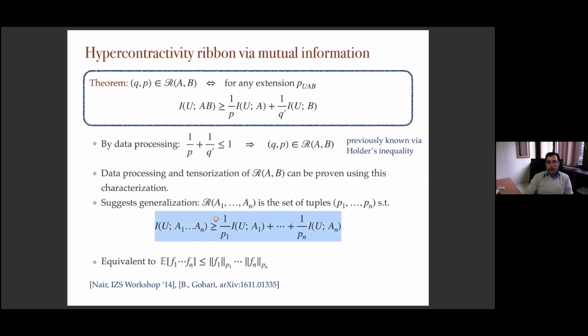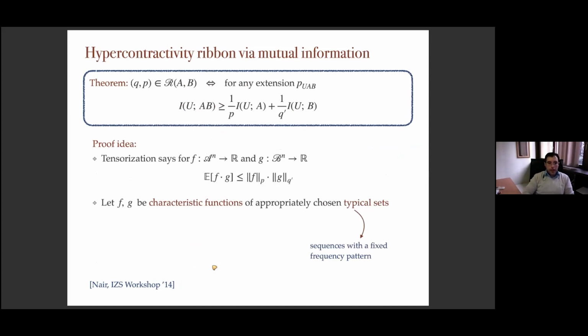And you can show that the same theorem holds for arbitrary n as well. If I have this inequality, it's the same as this inequality for any functions f1 to fn, which is a generalization of this hypercontractivity. Okay, let me tell you a little bit about the proof of this theorem, because it's really interesting. I'm actually going to tell you the proof in one direction. So I'm assuming that (p, q) belongs to the hypercontractivity ribbon. I want to prove this.